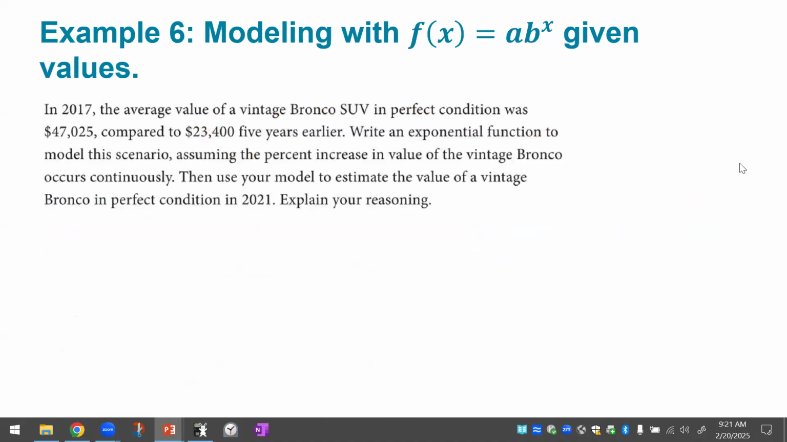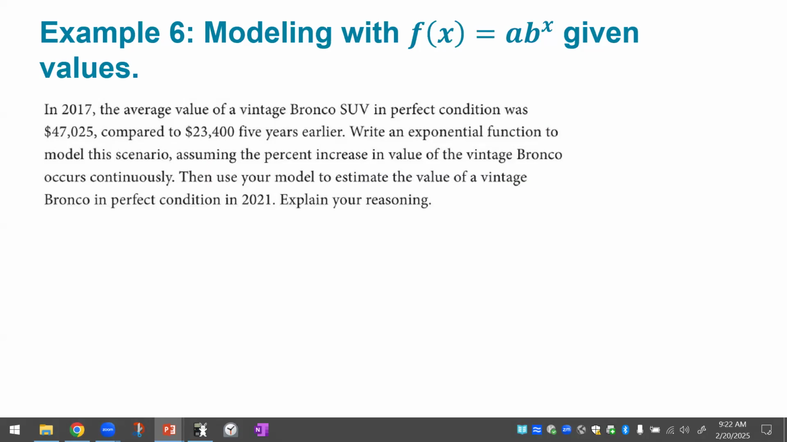All right. Let's talk about another real example of where exponential modeling comes in handy. So in 2017, the average value of a vintage Bronco SUV in perfect condition was 47,025 compared to 23,400 5 years earlier. Write an exponential function to model this scenario, assuming the percent increase in value of the vintage Bronco occurs continuously. Then use your model to estimate the value of the vintage Bronco.